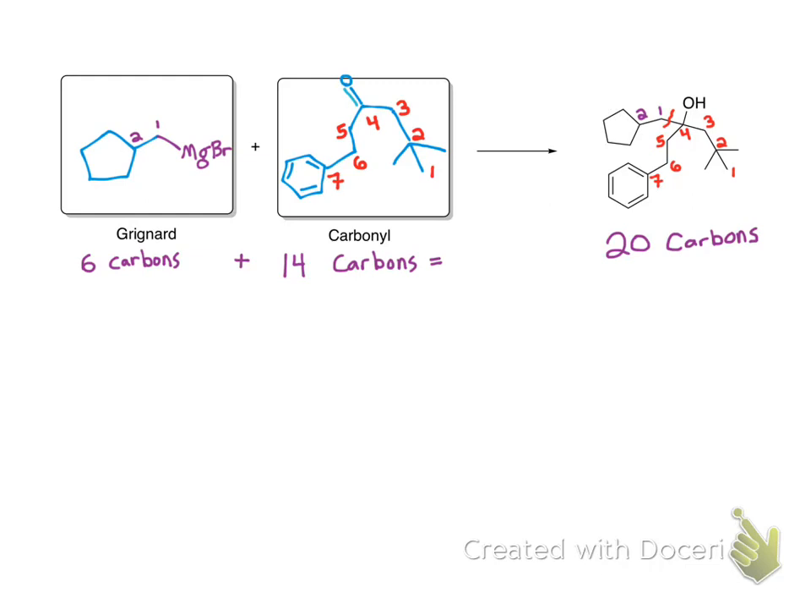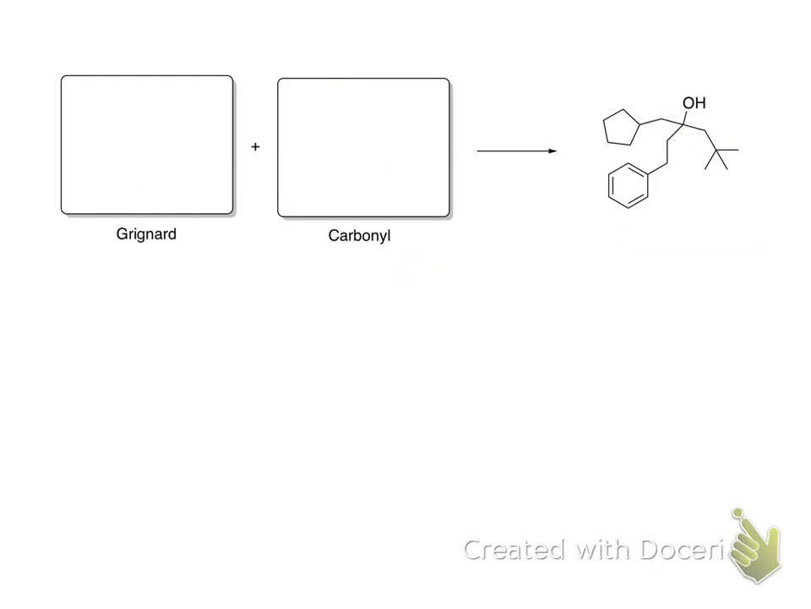This checks out. Now, let's look at another way that we could possibly make this product. But first, since we've done our check, cha-ching, we're good. So previously, we cut our product right here to make our reagents. Instead of doing that, let's try cutting right here. Okay, so now let's envision what our reactants would look like.